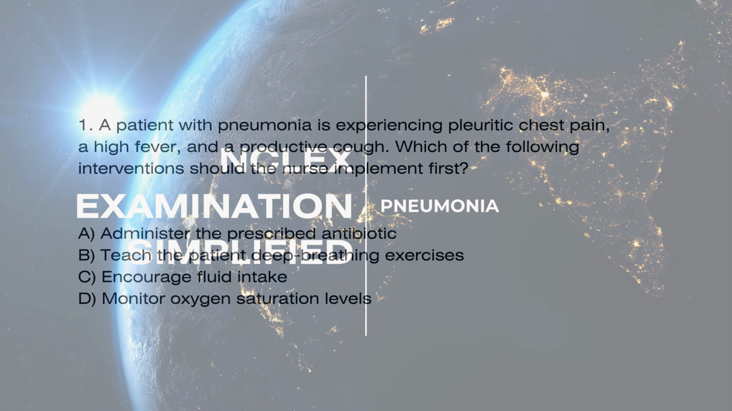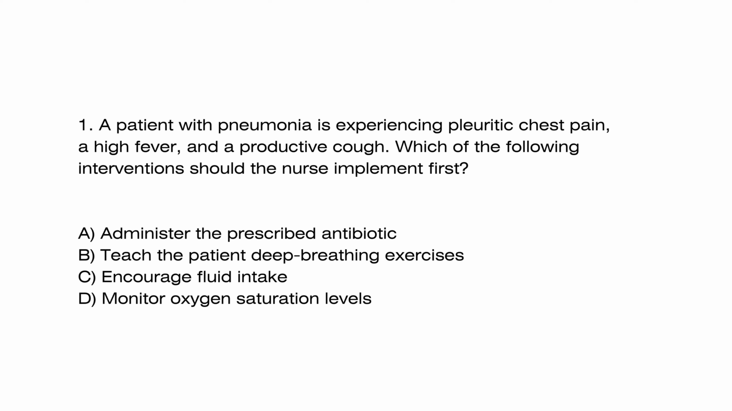NCLEX style quiz on pneumonia. 1. A patient with pneumonia is experiencing pleuritic chest pain, a high fever, and a productive cough. Which of the following interventions should the nurse implement first?